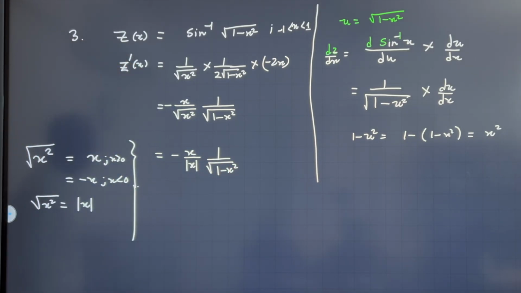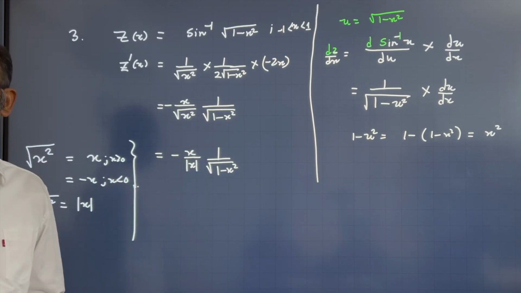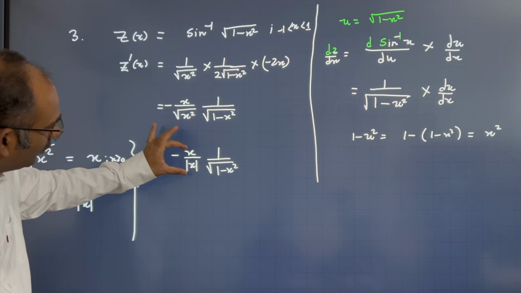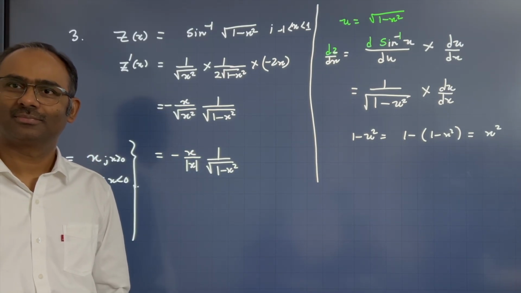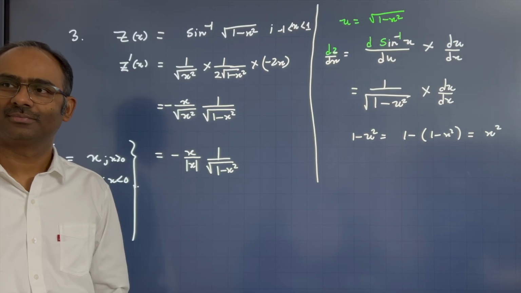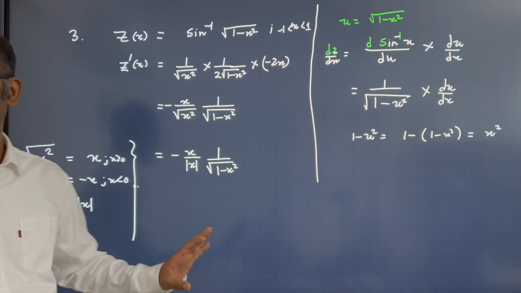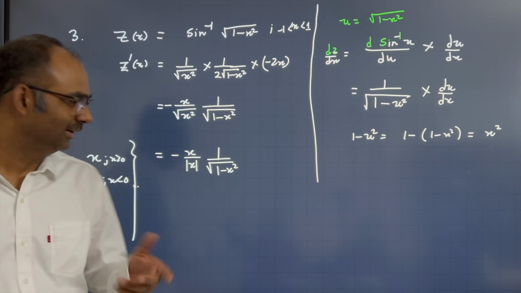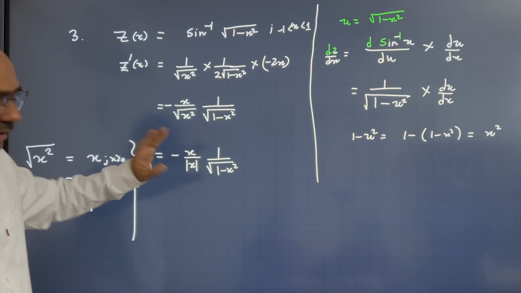Agreed? What is minus x over, what is x over mod of x? What information does x over mod x carry? Minus mod 1? Mod 1 is 1. Forget minus. Minus is here. What information do you have in x over mod x?